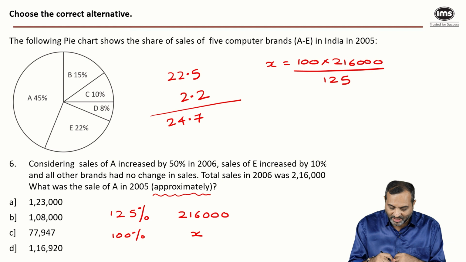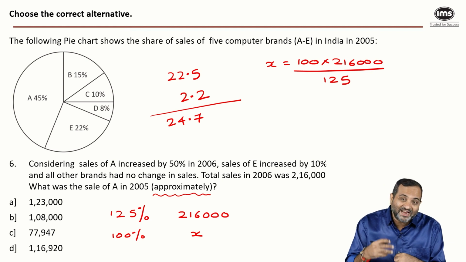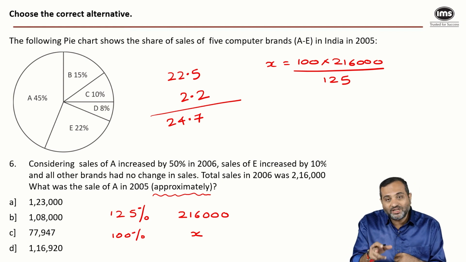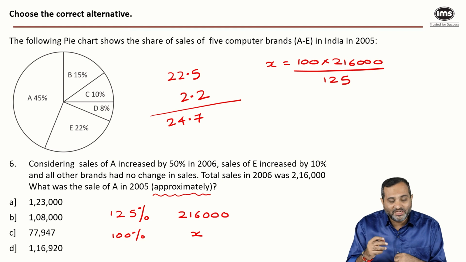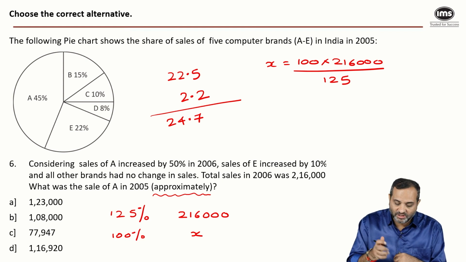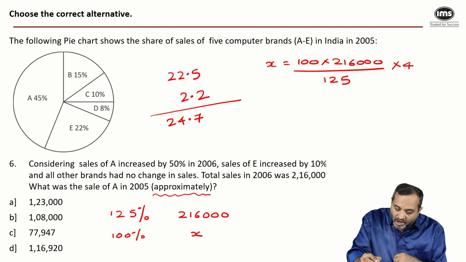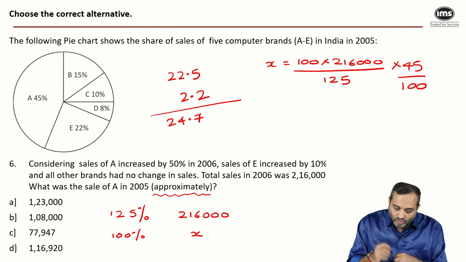Let's see what the question is asking. The question is asking what was the sales of A. So I know the total sale of all the 5 products in 2005, but I only want sales of A. What is sales of A? 45%. That means I'm supposed to find 45% of this number. That's it. So now let's do the calculation.